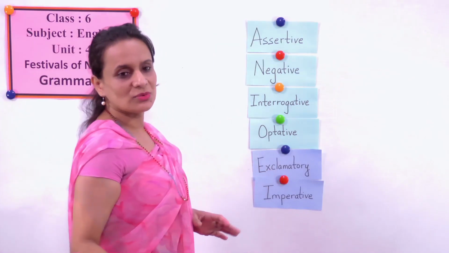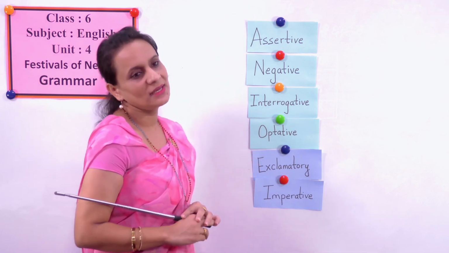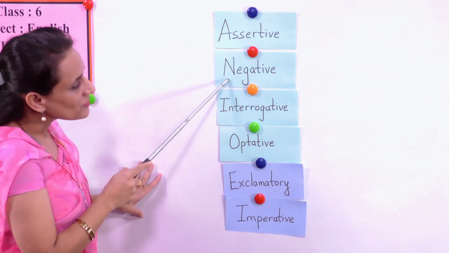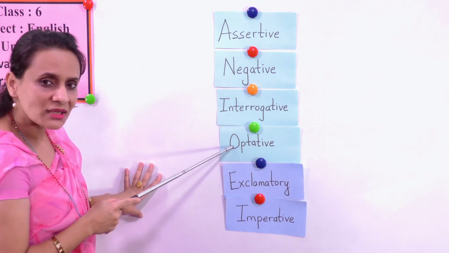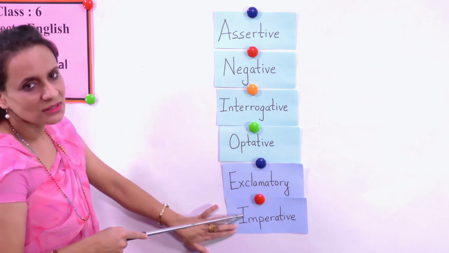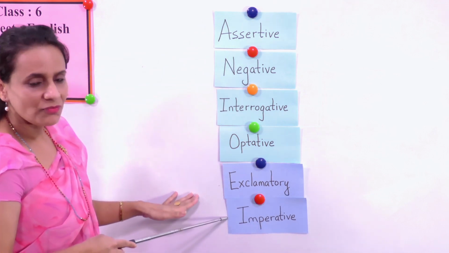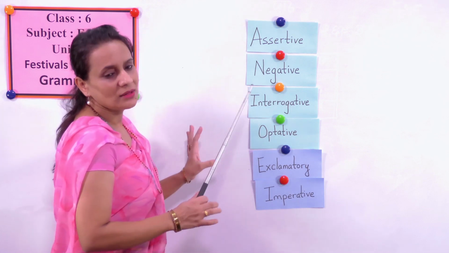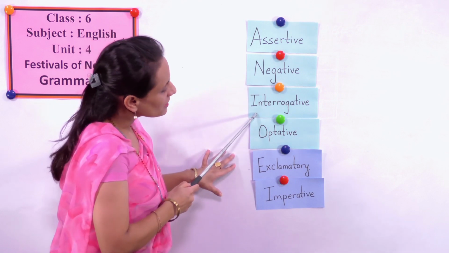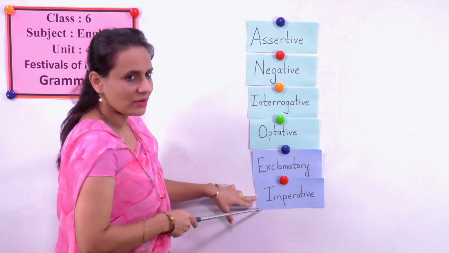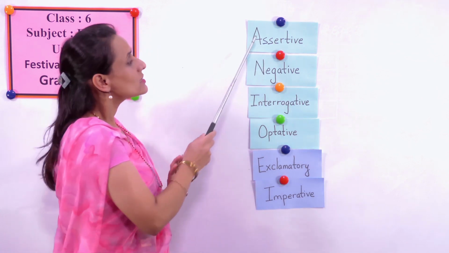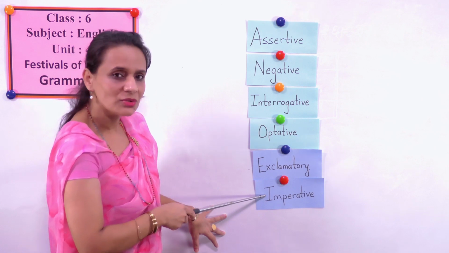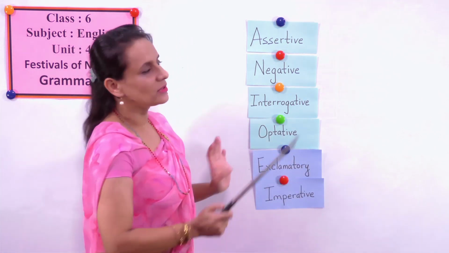Okay, now my dear students, as I have already told you, there are different types of sentences in English. Assertive sentence, negative sentence, interrogative sentence, optative sentence, exclamatory sentence, and imperative sentence. Now let's do these in detail. Are you ready? We are going to do 6 types of sentences today. Let's start with the assertive sentence then.